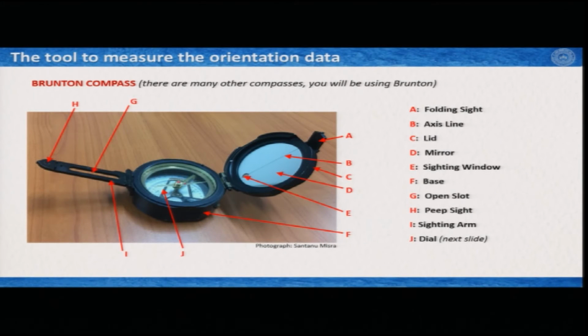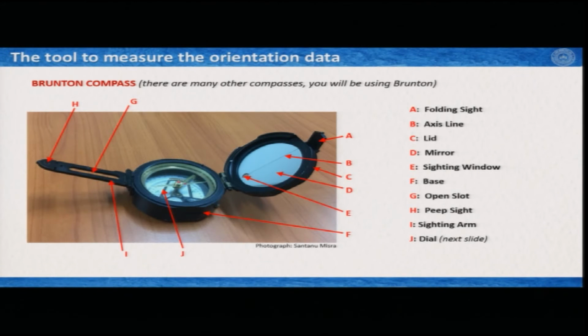Now, what is the instrument that you can use to measure all these attitudes in the field? The common weapon or tool that structural geologists use is the compass. There are different types of compasses available, but in this course we will mostly look at a very commonly used compass, that is the Brunton compass.